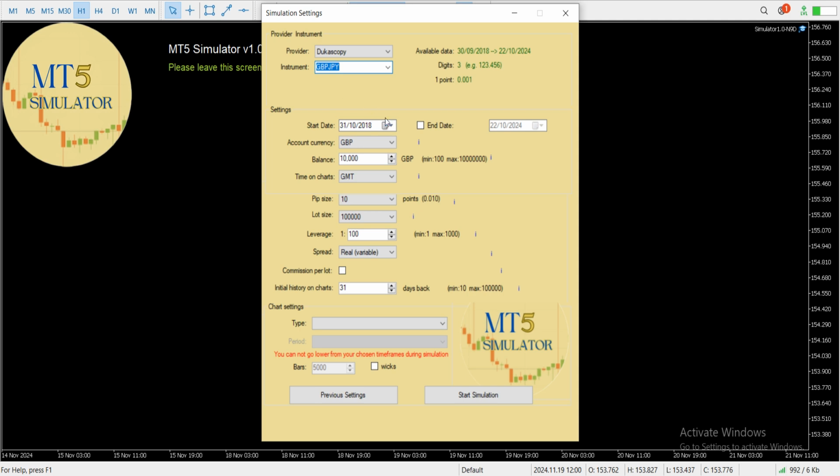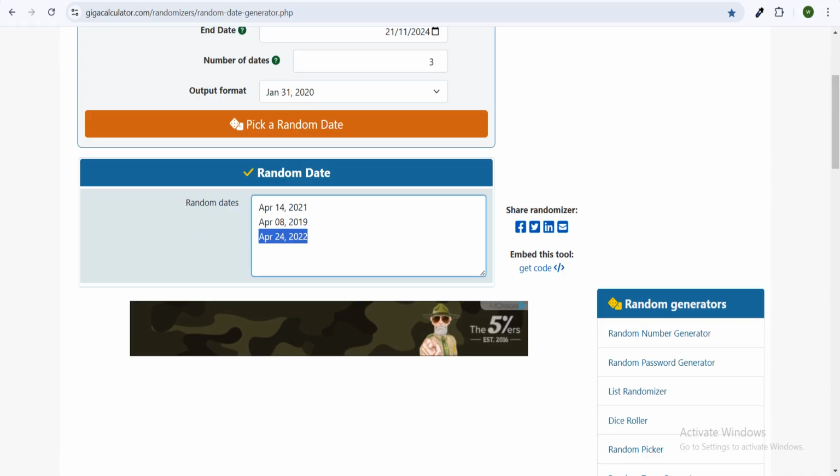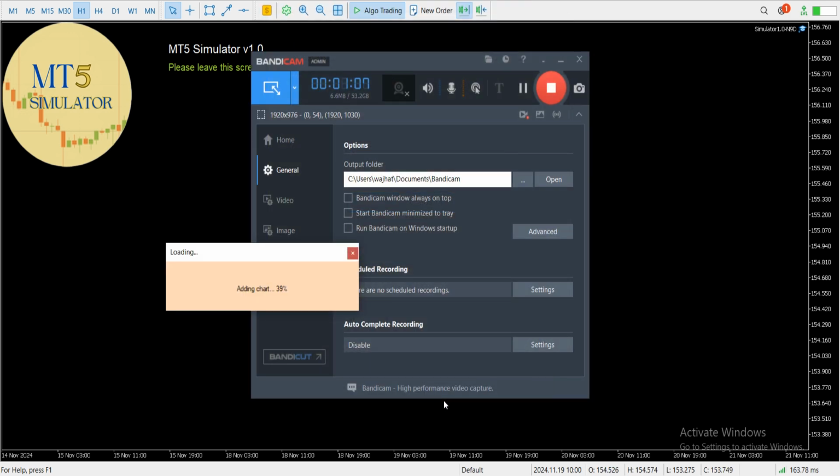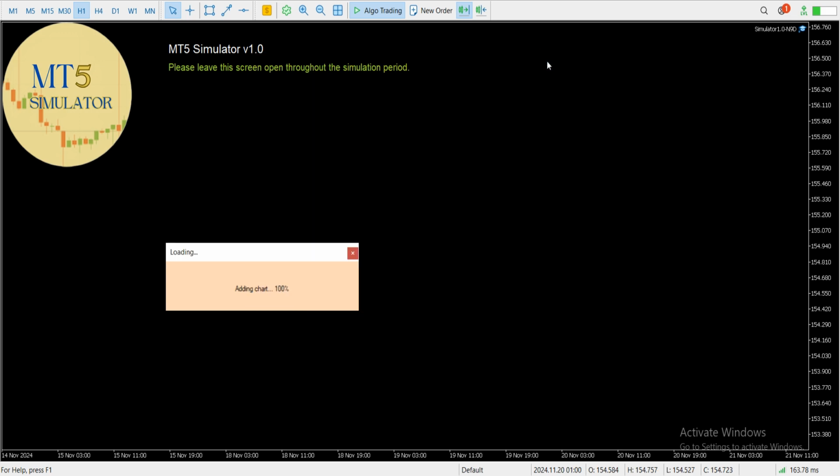Select GBP JPY here. 2022, month was April and the date was 24. Let's check whether it's on Monday or not. It's on Sunday, so let's start from 25. Time on charts will be New York close, spread will be fixed. Initial history on chart, let it be whatever, 500. Period will be M15. Let's start the simulation. Let's see whether we can make some gains today or not.